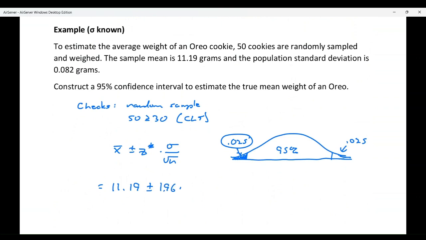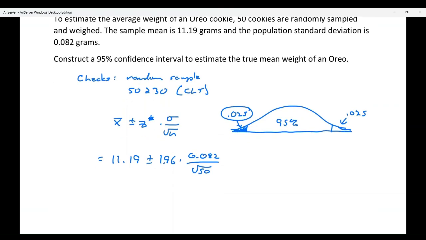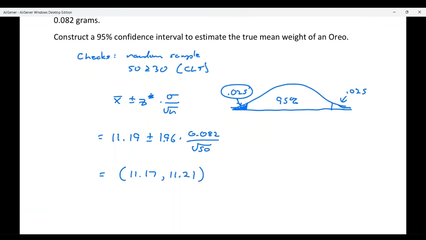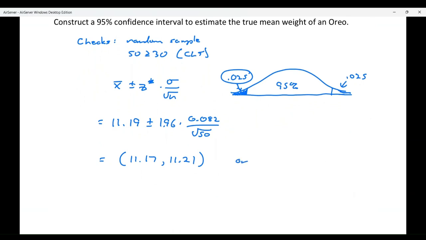And then we're going to multiply that by the standard deviation divided by the square root of the sample size. So again, we are given the fact that the standard deviation for the population is 0.082. And we are dividing that by the square root of 50, which was our sample size. So just using a calculator to punch this all out, what we're going to get is an interval from 11.17 to 11.21.